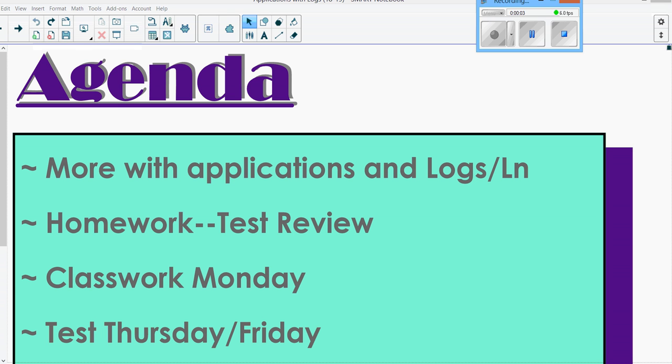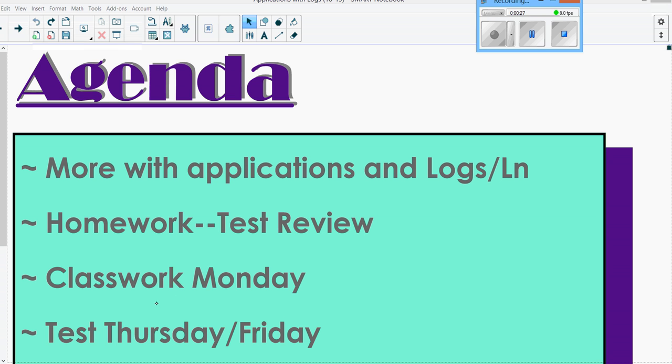Hi everyone. So this is what the next couple of days will look like. We have our last lesson with applications today. You'll get the test review after the lesson, and you'll have it to start over the weekend. Hopefully, get some good headway on. Classwork on Monday. So a couple problems from today's lesson, a couple problems from yesterday's lesson.